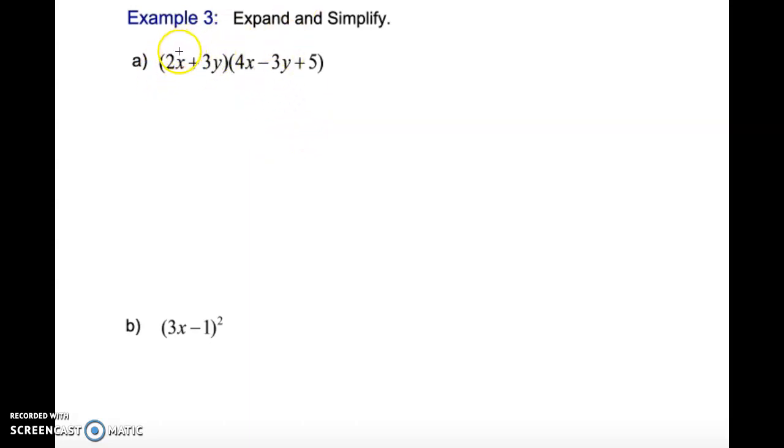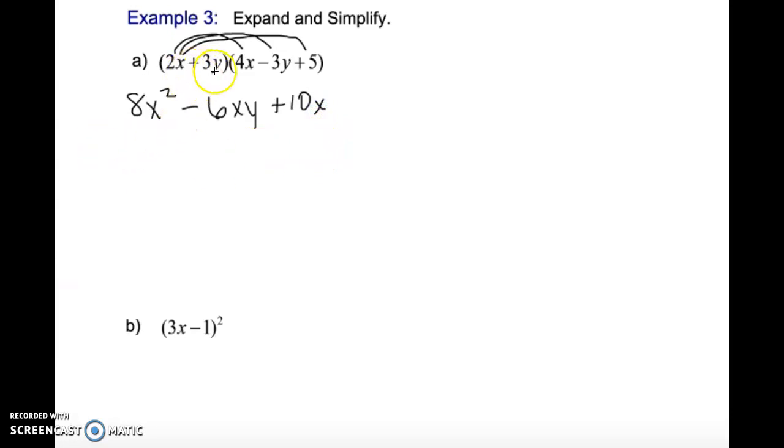So first of all, we have a 2x, and we're going to multiply that by the 4x term in the trinomial, and that's going to give us 8x squared. Then we take the 2x and we multiply it by the negative 3y, and that's going to give us negative 6xy. Then we take the 2x and we multiply it by the last term in the trinomial, which is plus 5. So 2x multiplied by plus 5 gives us positive 10x.